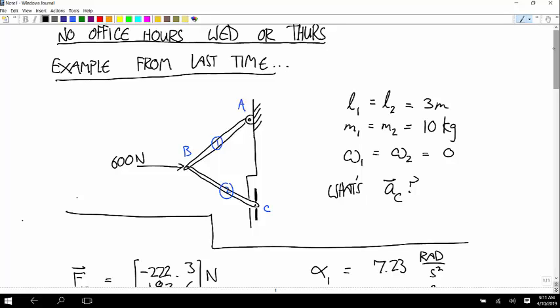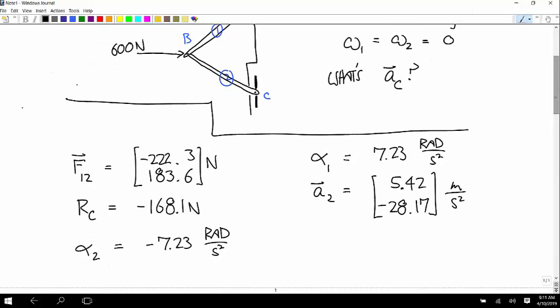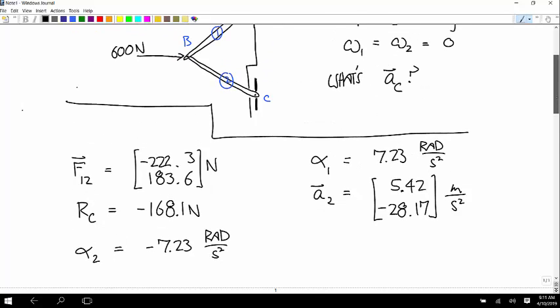All right, let's draw the free body diagrams and stuff. Well, let me answer the question first. So the question was, what's the acceleration of that point C?